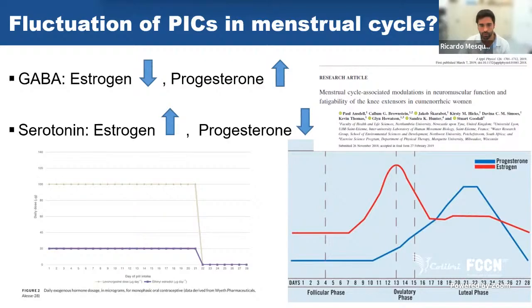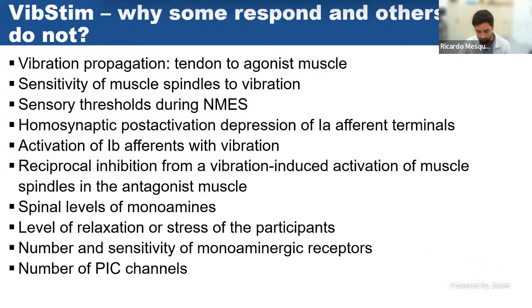So why some people respond and others don't could be due to many different things. One of them is the vibration propagation. Maybe when we're vibrating in a tendon, we can cause more vibration in some people than others in the muscle. Some people might have muscle spindles that are more sensitive. When we do electrical stimulation, people might have different sensory thresholds of the nerve fibers. Maybe this is another thing that happens in the spinal cord. So a post-activation depression of afferent terminals could be different in different people. When we vibrate, we also cause the polarization of some 1B afferents, which have the opposite effect that could be more pronounced in some people than others.